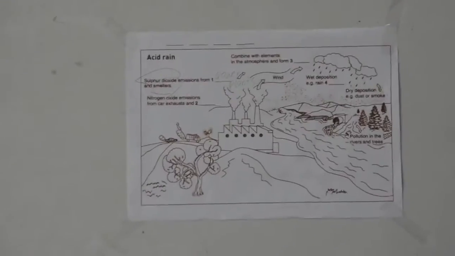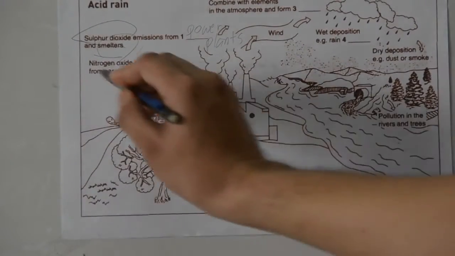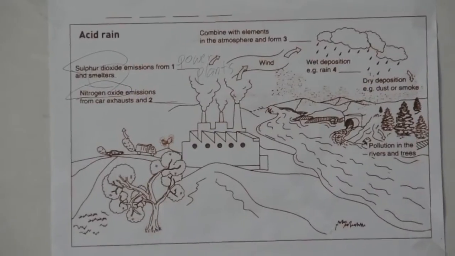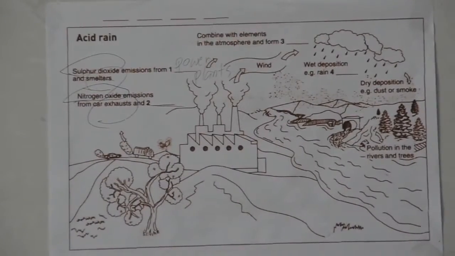This reacts in the atmosphere to form acid rain. But it's not just sulfur dioxide. It's also nitrogen oxides. Really? Yes, from things like car exhausts. But aren't nitrogen oxides also caused by natural events too?